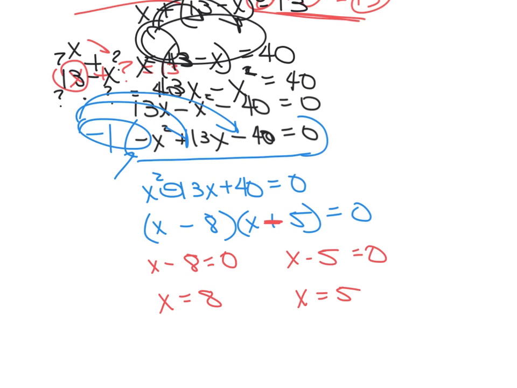Okay, so that is not my answer yet, because remember I had as one of my numbers x, and my other number was 13 minus x. So if my x is 8, then what's 13 minus x? 13 minus 8 is 5. So that's a possibility of my two numbers. Two numbers added together give me 13, and multiplying give me 40. So that works.